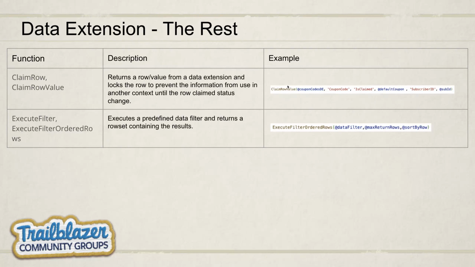So imagine a data extension with coupon codes, right? And then you want to look up in that data extension if there exists a coupon for a specific subscriber. And if it does, and if it is not claimed, meaning the is claimed Boolean field is unchecked, then claim row value will return that coupon code, second parameter.